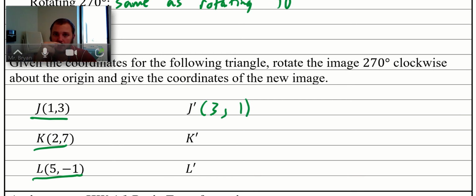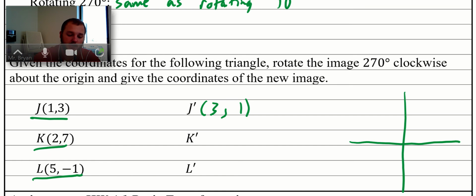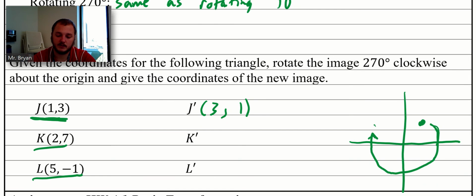And then I need to change the sign on one of these. This is the rule with rotating. So I want to visualize where this point would end up. If we look at J originally, (1, 3), I don't even need the exact spot. I just need to know what quadrant it's in. Is it top right, top left, or bottom right? In this case, it's in the top right. If I rotate 270 degrees clockwise, I would go this direction. So I go 90 degrees, 180, and then 270, which means this ends up somewhere up here. Sorry for drawing that like a little happy face, but it ends up in the top left quadrant.